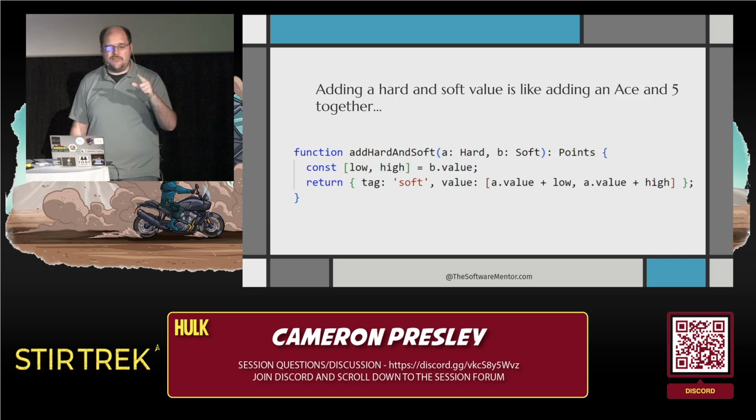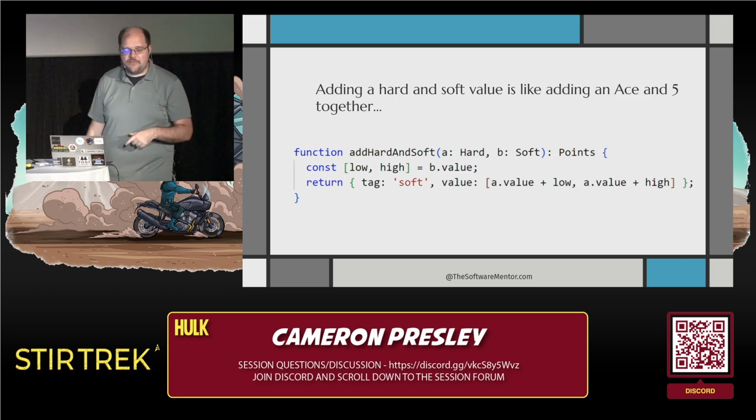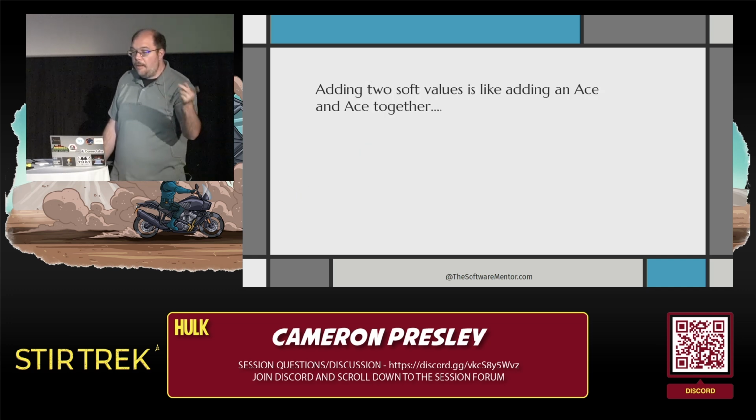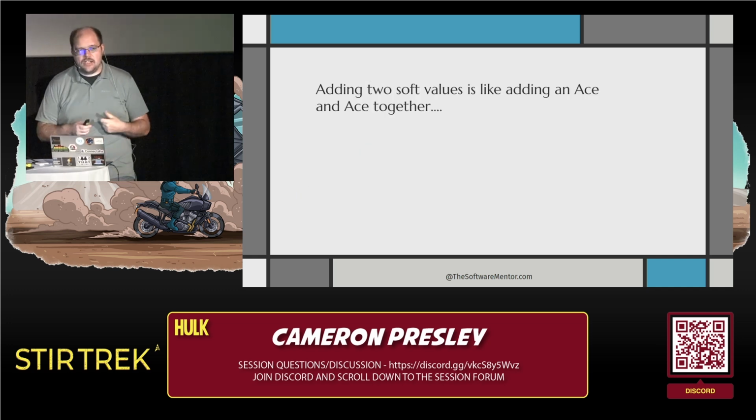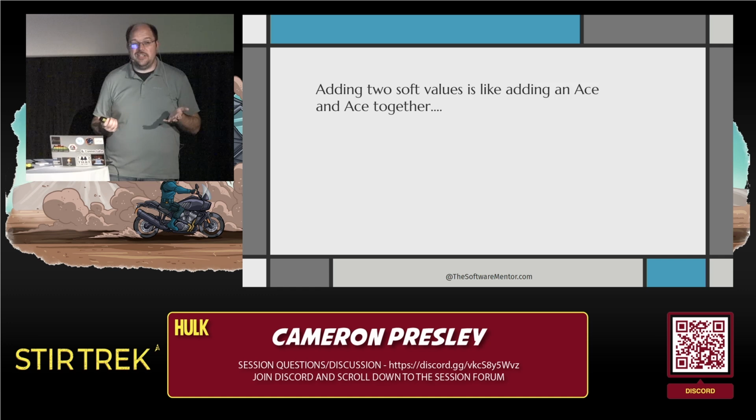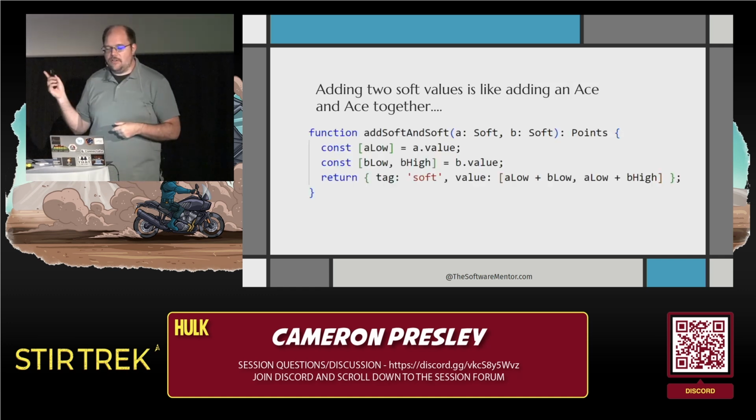Also, if you're adding a soft and a hard, it's going to be the exact same function. You just flip the inputs. So there's no slide for that. But our last one, what if you're adding two soft values together? Maybe you got really lucky or unlucky and got dealt two aces. Here's what that would look like.